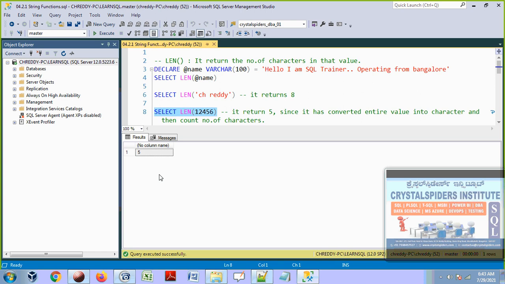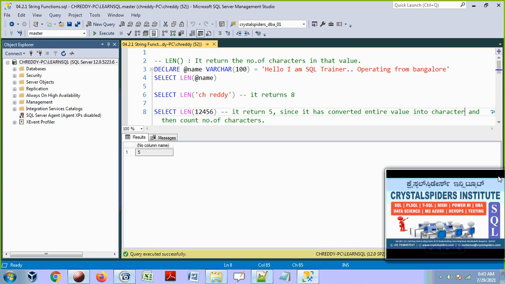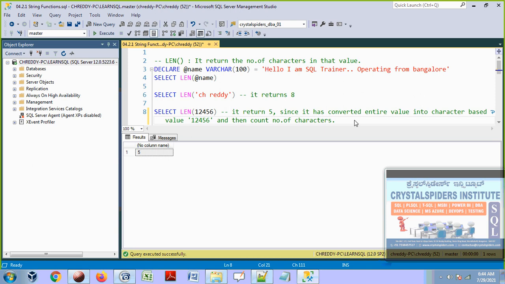So let's understand what is happening internally. If you give a number, this whole number is converted into characters, character-based value. How will it convert, guys? In single quotes, it will take this value in single quotes, 5, 6, and let's count how many characters are there. Now that number is automatically converted into characters. Let's count how many characters are there: 1, 2, 3, 4, 5. 5 characters are there, so it is written 5. And then it counts the number of characters.